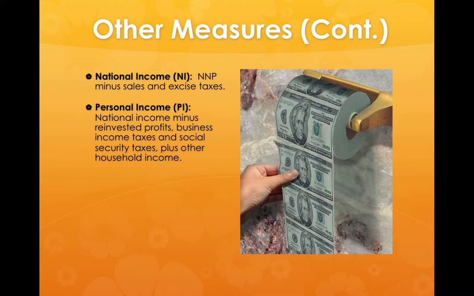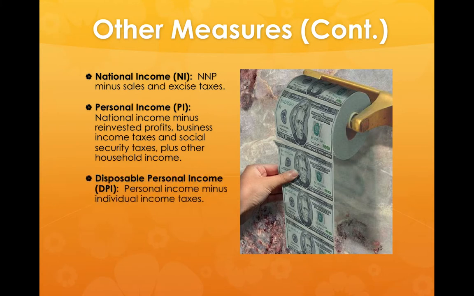There's personal income. This is national income minus reinvested profits, business income taxes, and Social Security taxes, plus other household income. And disposable personal income. This is personal income minus individual income taxes. How much people have to spend after paying their personal taxes. That is their disposable personal income.